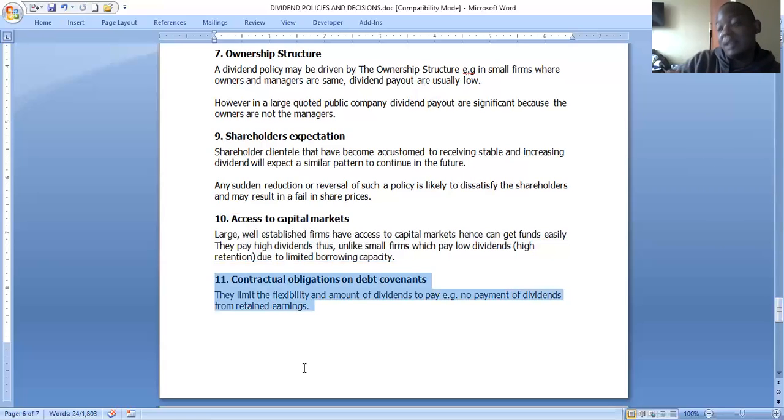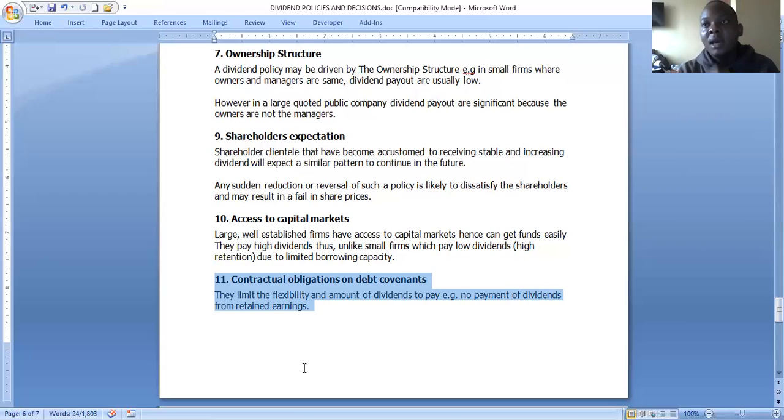So in this case, the lender or the bank is protecting itself against the insolvency of this business. So it may add a restriction for the firm not to pay dividends, so that at least the business has some cash with itself to pay the interest and loan as and when it falls due.